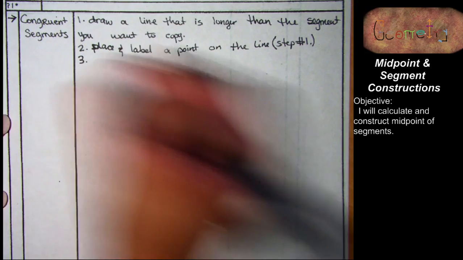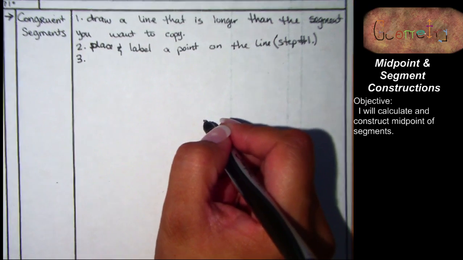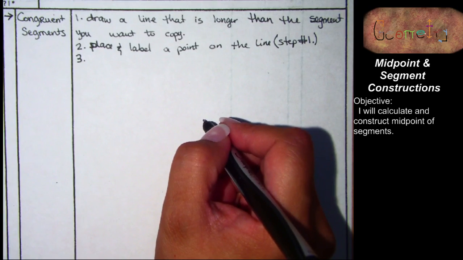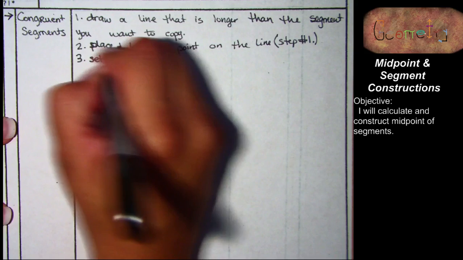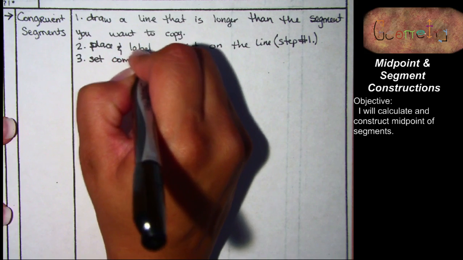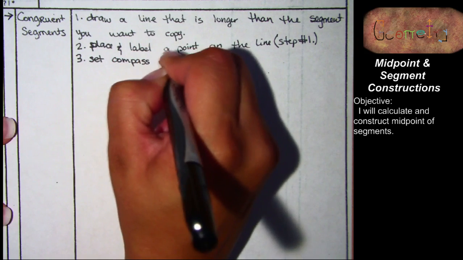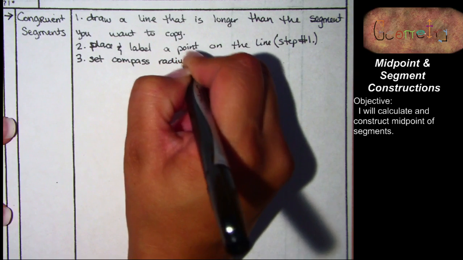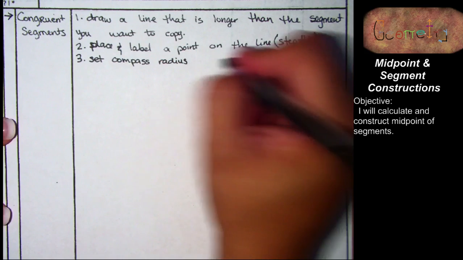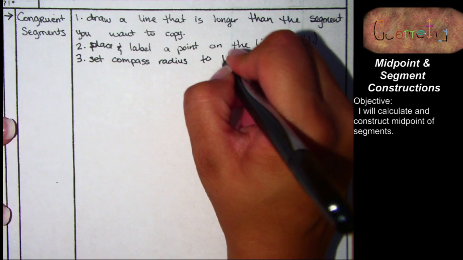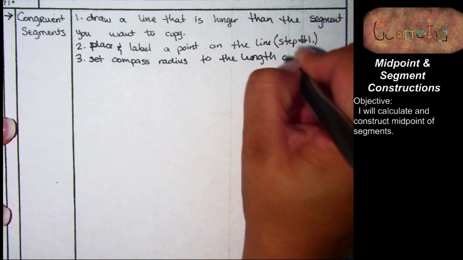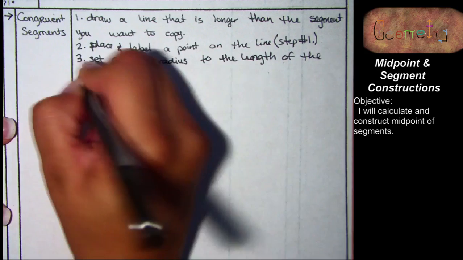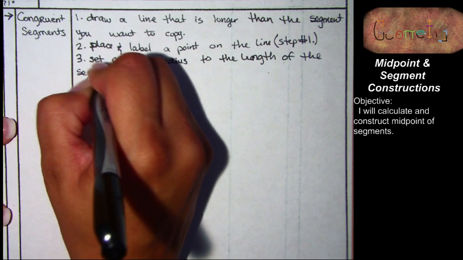Number 3. After we've placed this point and we've given it a name, we've labeled it, you're going to set your compass radius. Remember, that's the distance between the feet of your compass, the needle and the pencil. You're going to set it to be equal to the length of the segment you are trying to copy.